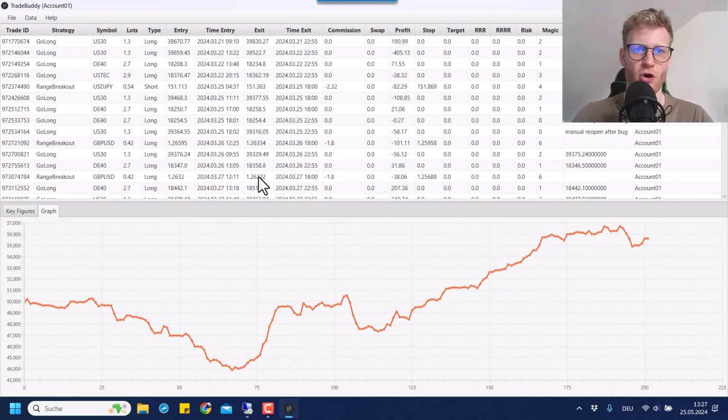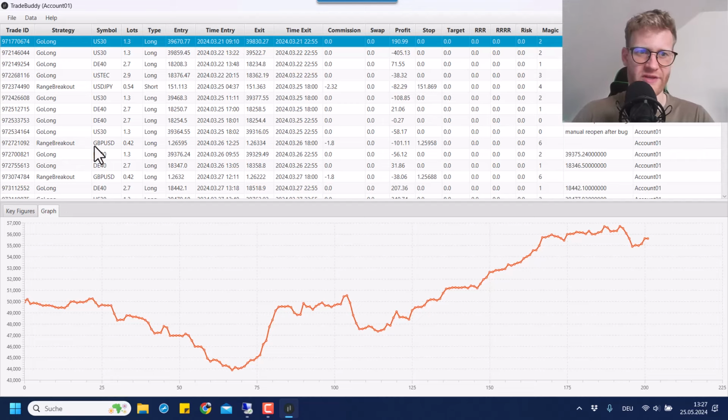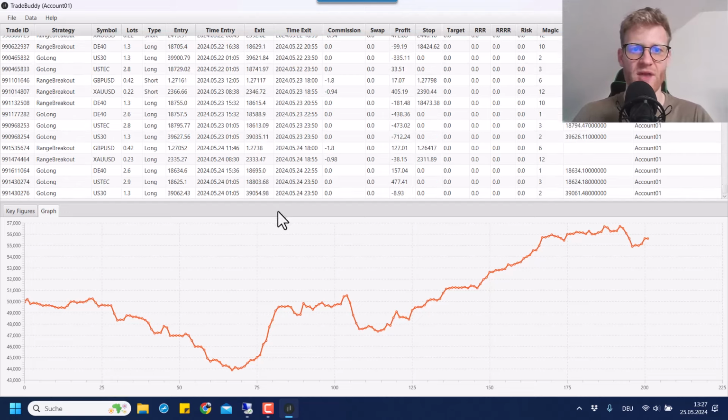Now I have the total, roughly 2 months for this account in my Trade Buddy, and I can make the analysis. If we have a look at the graph first, let me find the 20th of May here so we can see graphically how much profit and loss was generated. Last time I made the analysis, the account was 6,100 something euro in profit. So the last week there was a loss of 500 euro.